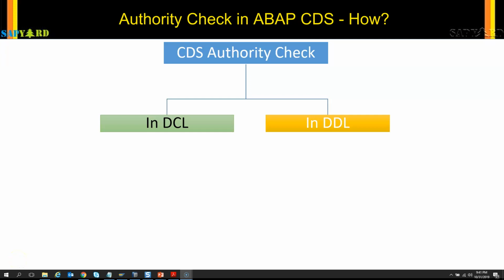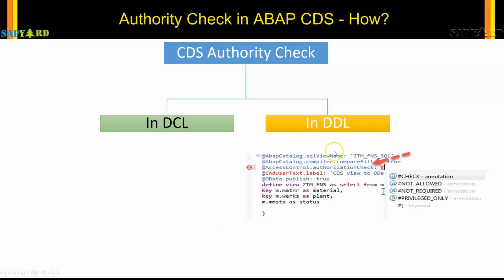In the previous two videos, I have said that CDS authority check comprises both the DDL and the DCL. DDL is data definition language and DCL is data control language. In the DDL, you need to specify the access control annotation. Let's see how. When you are defining a CDS view, this is my CDS view. In the CDS view, I have to mention that the access control authorization check should be enabled with hash check. So this is the DDL part.